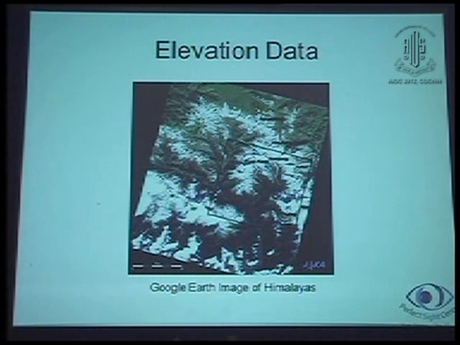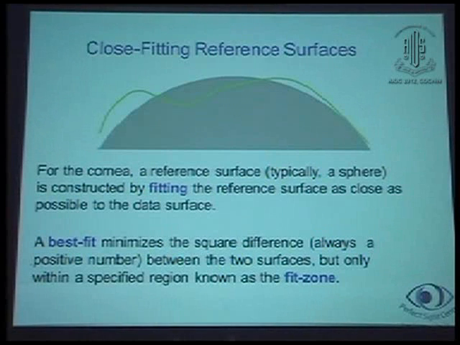So what we need to have in elevation-based topography is a reference surface. A surface with reference to which we know that this particular point A is higher than that surface or lower than that surface. So that is very important. And therefore, the concept of a best fit sphere has come about in elevation-based topography.